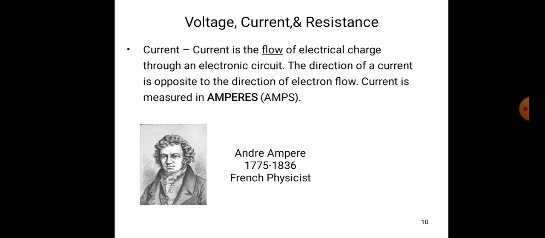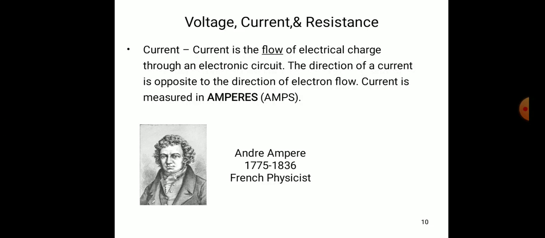The current direction is always opposite to the electron direction. We need to remember this direction so that we can follow the convention. In the last class we discussed the conventional direction. The conventional direction is from positive to negative, but the electron direction is from negative to positive.